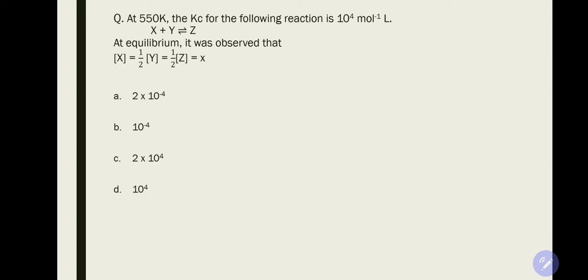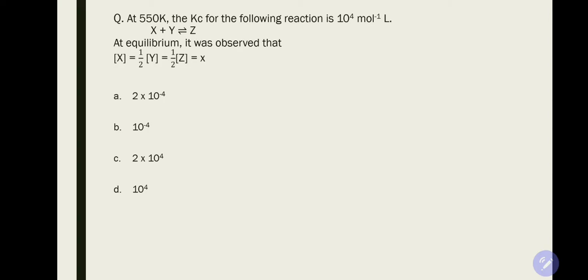Our first question is, at 550 Kelvin the equilibrium constant Kc for the following reaction is 10 to the power 4 per mole liter. For the reaction X plus Y gives Z. At equilibrium, it was observed that the concentration of X is half the concentration of Y, which is equal to half the concentration of Z, which is equal to x.